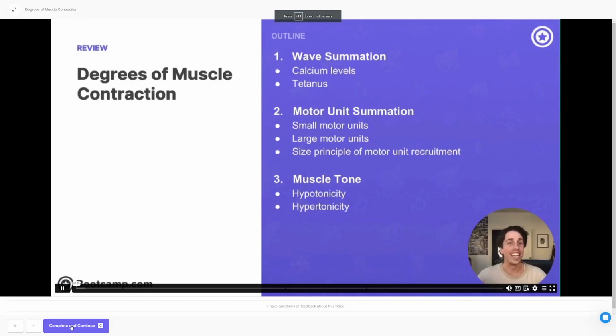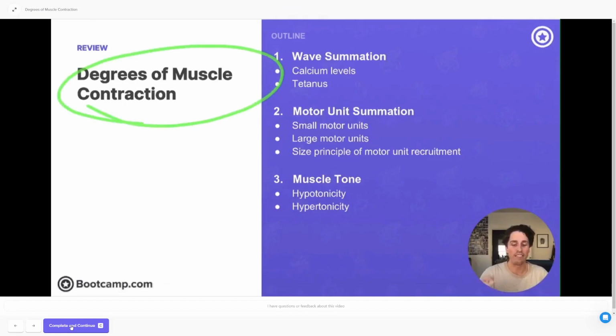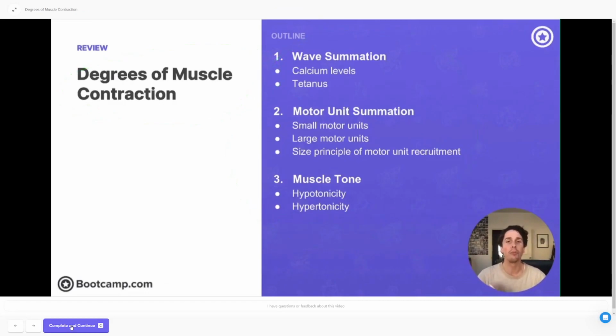Hey y'all, it's Lance, and today we are going to be talking about degrees of muscle contraction. So go ahead and look at the outline if you want to, but we're just going to jump right into things so you know exactly what we're going to be looking at for this video.